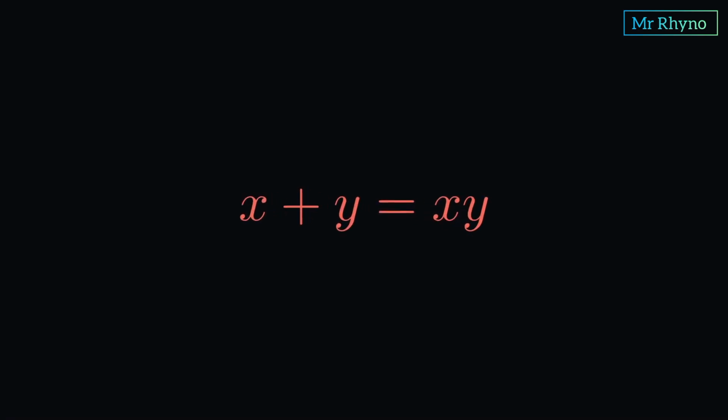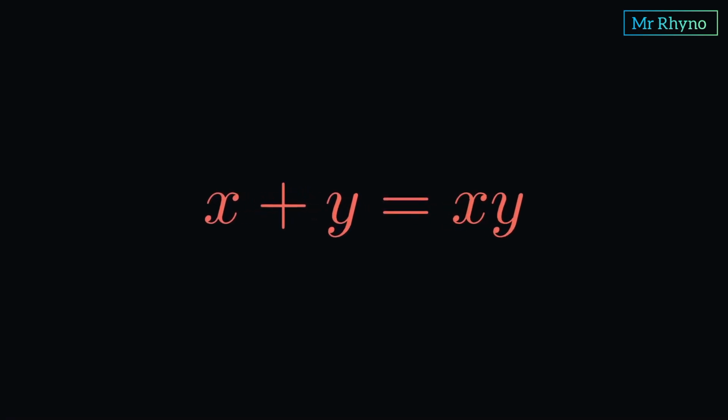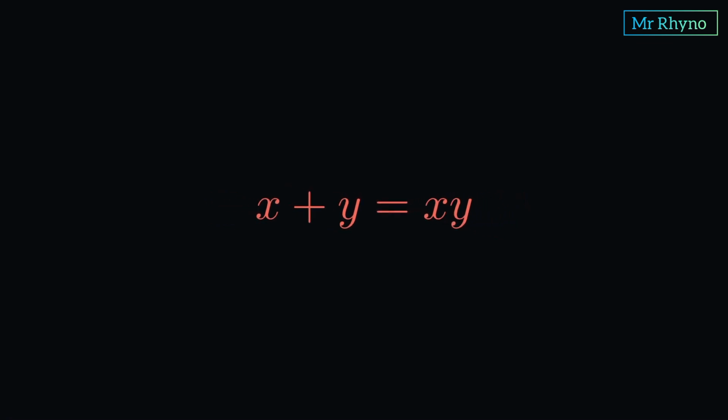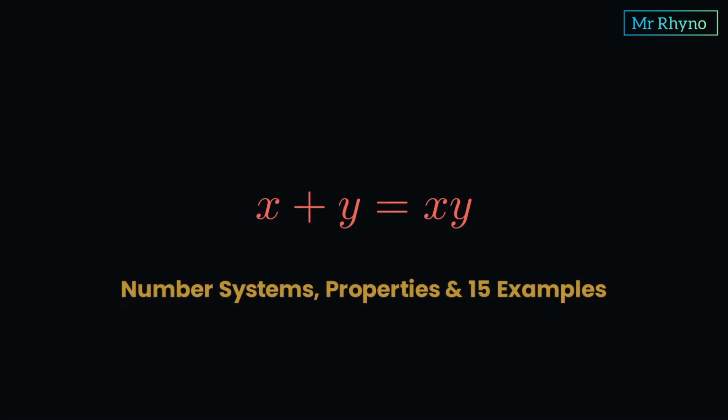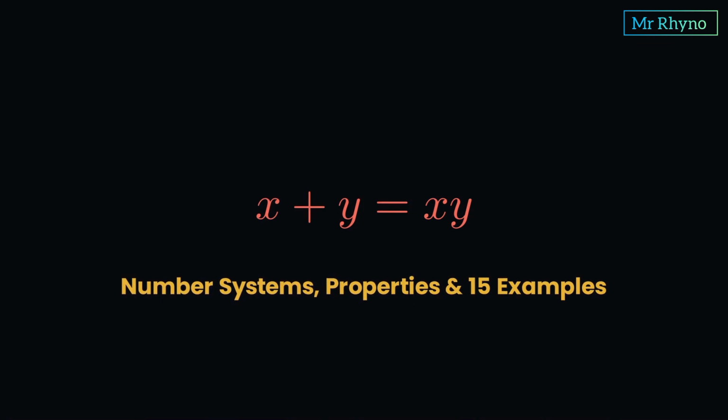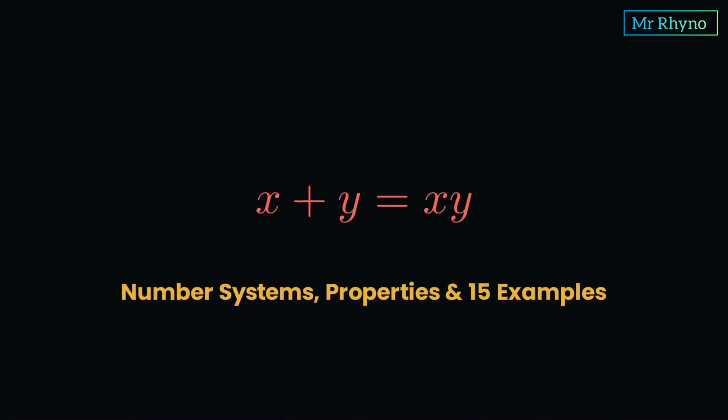Here is a question that looks impossible at first. Find every pair of integers x and y that make this true. To solve it, we need to go back to the beginning. Natural numbers, integers, real numbers, Roman numerals, the rules that make arithmetic actually work, and 15 worked examples along the way. Let's begin.